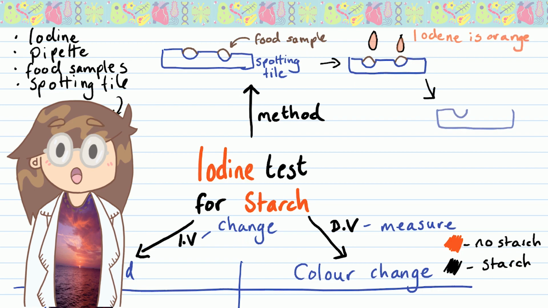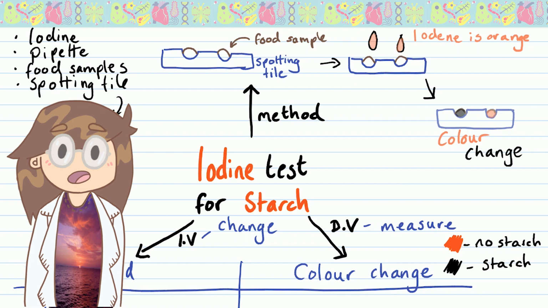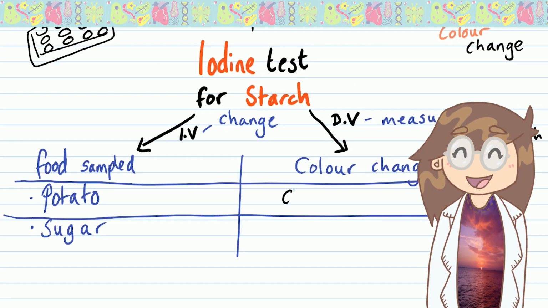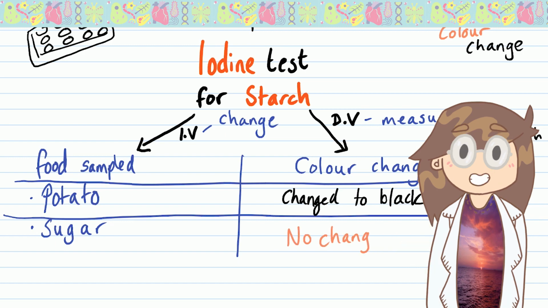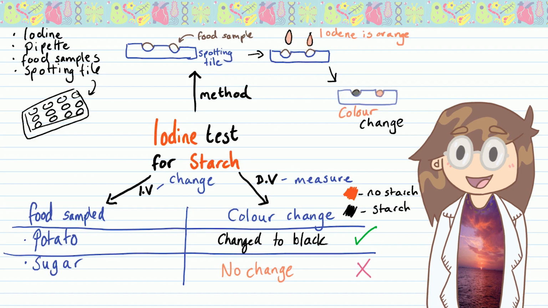Remember, iodine is orange, and any food it comes into contact with that has starch, that iodine will really quickly change into a dark black bluey colour. Any you see a colour change for, you just put that in your table. So if we were looking at potatoes, we know they contain starch, and we'd expect it to change to black, and sugar doesn't contain any starch, so there wouldn't be a change, it would stay orange. Okay, that's the iodine test done, so let's have a look at another.